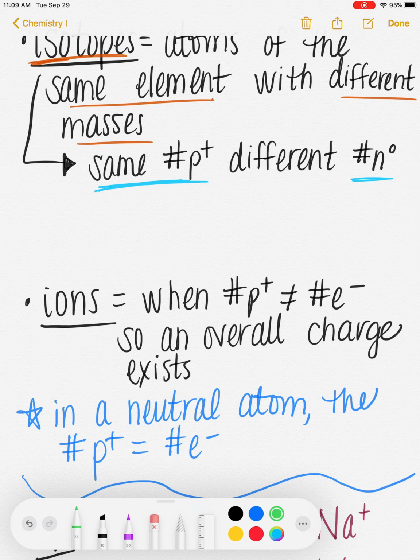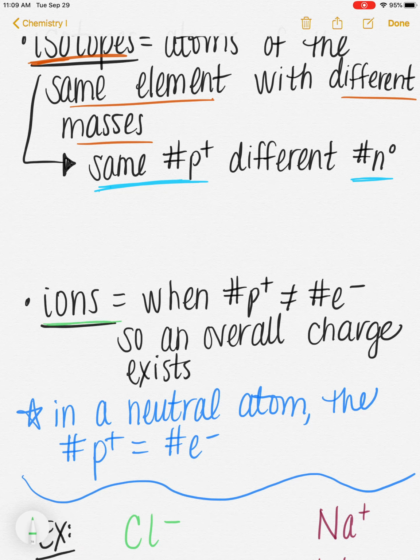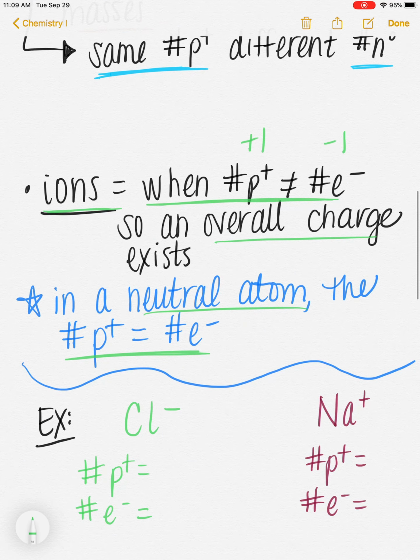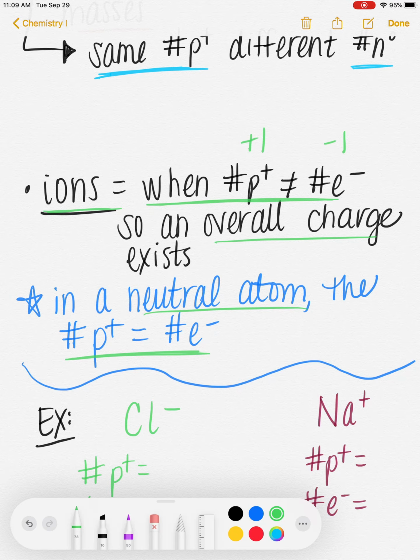Ions is the next concept that is discussed in this section. You guys should be familiar a little bit with ions because you have a list of 36 common ions that you're supposed to be memorizing. Ions occur when the number of protons do not equal the number of electrons, so there's an overall charge. I think that you guys understand that protons have a charge of +1, electrons have a charge of -1, so the protons and the electrons tend to balance each other out. In a neutral atom, you would have the same number of protons and electrons, so there would be no overall charge. But in ions, you do have a charge.